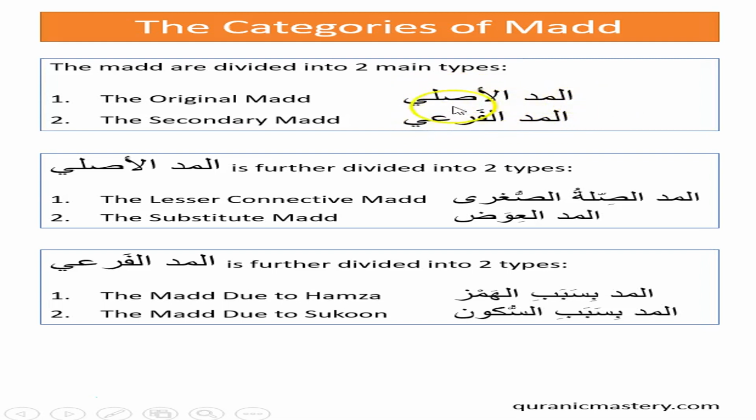So one thing I have done, I haven't written any haraka on here. Why? Because you should know the word med, and this Hamza has got a fatha on it. The Sad has got nothing on it because it's sakin. This Lam is followed by Ya. So this Ya is the natural med letter for Kasra. So on the Lam there will be a Kasra, and that's why I haven't written anything on it. So it's Al-Maddul Asli and Al-Maddul Far'i.